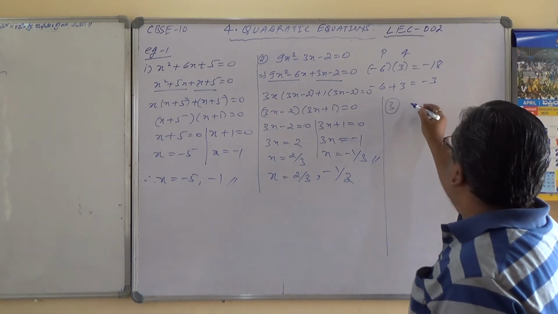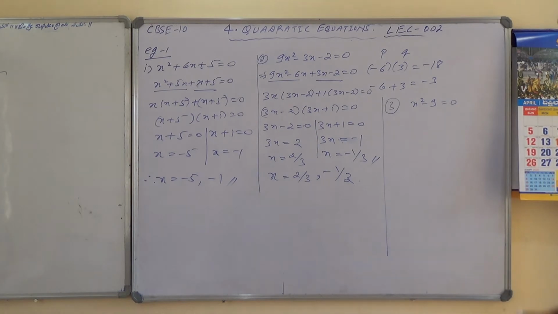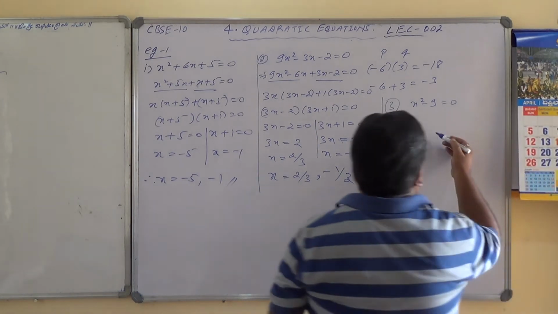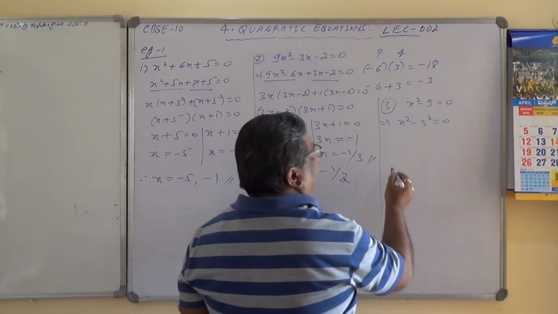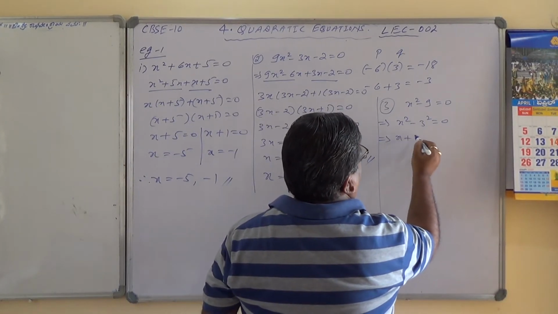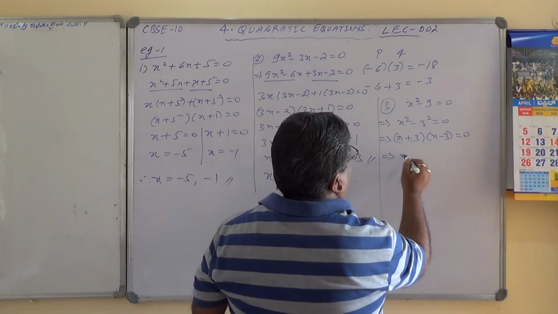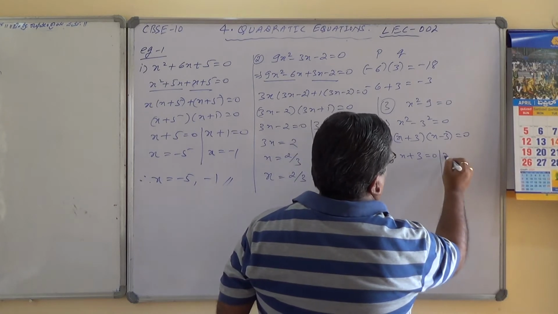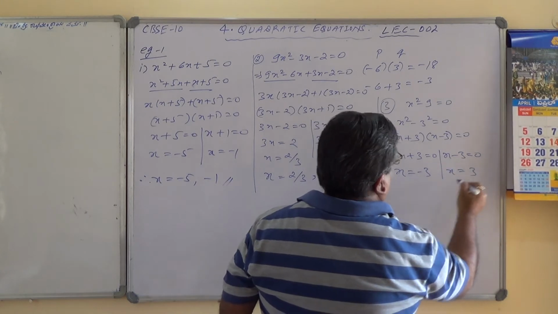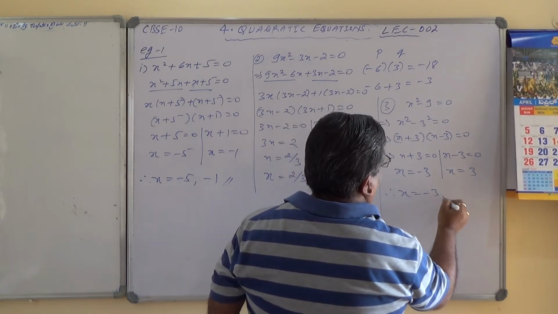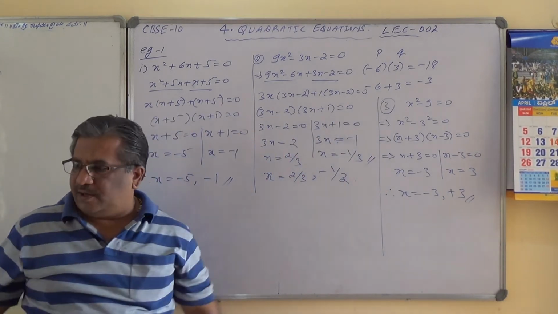x square minus 9 equals 0. Very interesting. See here, there are two methods you can solve. This can be written as x square minus 3 square equals 0, implies x plus 3 into x minus 3 equals 0, implies x plus 3 equals 0, x minus 3 equals 0, x equals minus 3 or x equals 3. Therefore x equals minus 3 comma plus 3. This should be your answer. I hope you understand how to do.